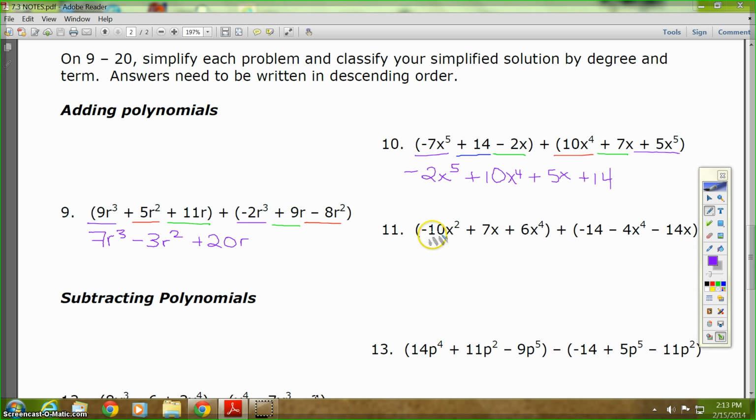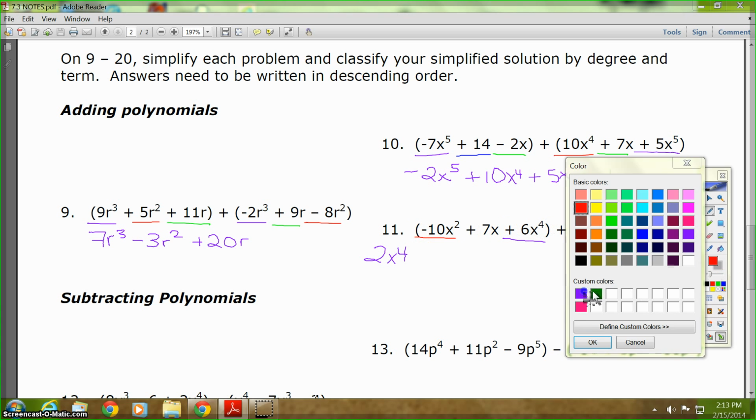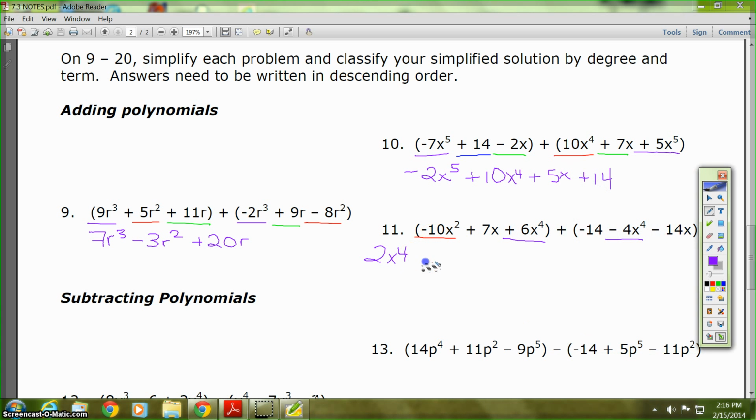Okay, number 11. Same thing, I'm going to see my biggest exponent looks to be x to the 4th, so I'm going to look at all the x to the 4ths first, and I have 2, and that's going to give me 2x to the 4th power. And then I'm going to move on to the third power, which I do not see any. I do have the squared power, and that appears to be my only term. So I'm going to write negative 10x to the second power.